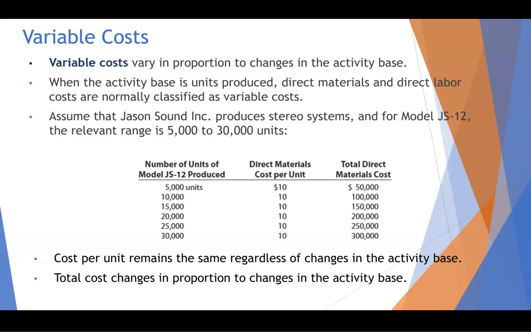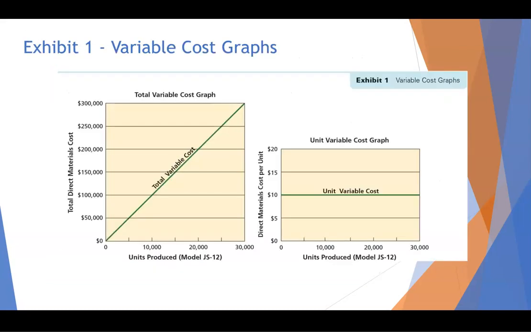So here, the cost per unit of direct materials is the same. Based on the number of units produced, those materials can change, but they're based on the units produced. So if we produce 1,000 units, it's going to be $10 per unit times 1,000 units. If it's 5,000 units, it's going to be $10 times 5,000 units. So this is a cost that varies based on how many units are being produced.